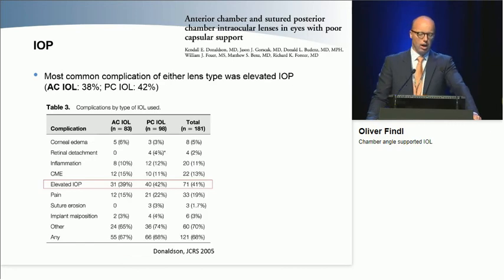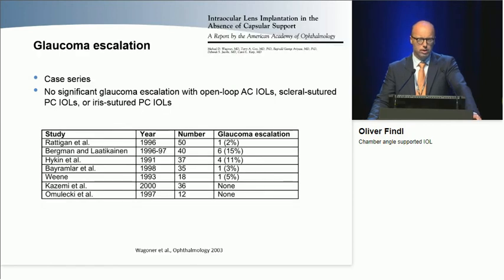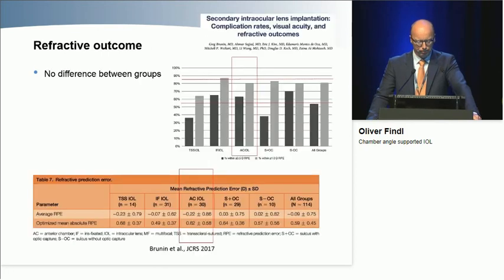Looking at IOP, you can see here again a series in a trial, AC versus sulcus fixated lens again, and you can see that the IOP rise is pretty much the same in both groups. And obviously interesting is glaucoma escalation. This is actually an AAO report from a few years ago, and what you can see here is that the glaucoma escalation or progression towards glaucoma was the same for both ACIOLs, sclerosutured or iris sutured. Again, we're always talking about modern ACIOLs, not the old type.